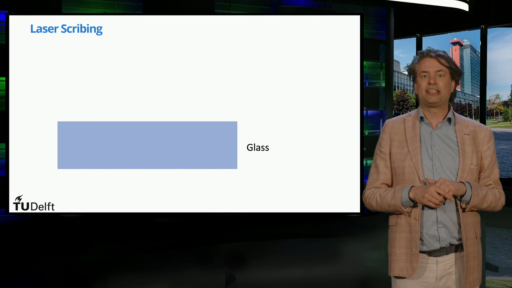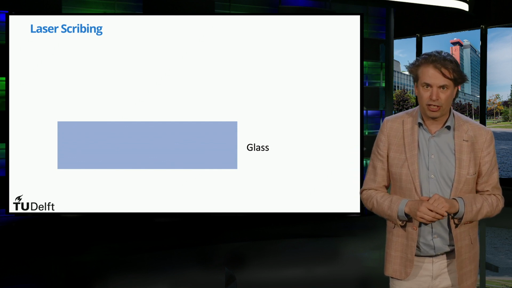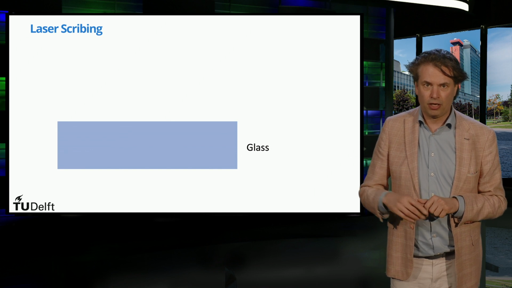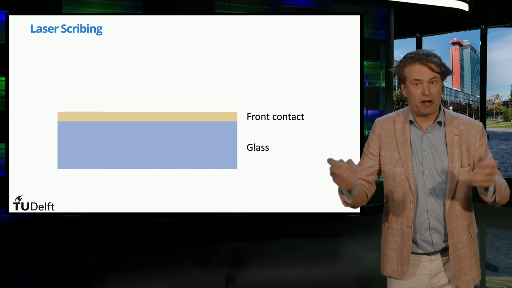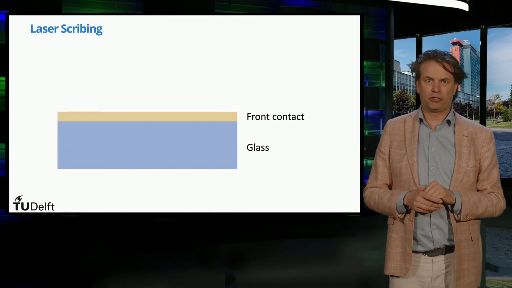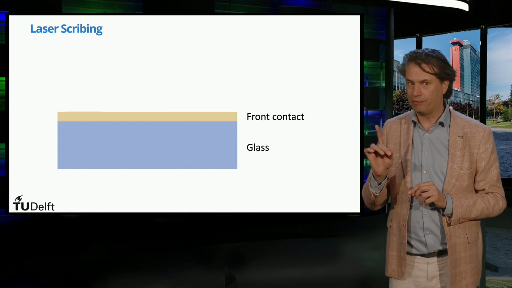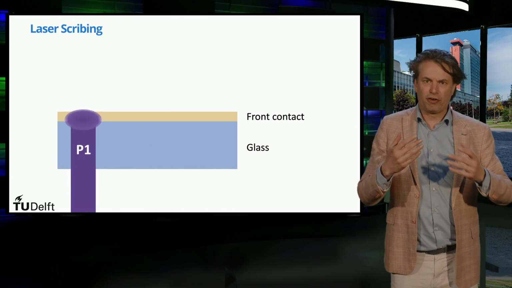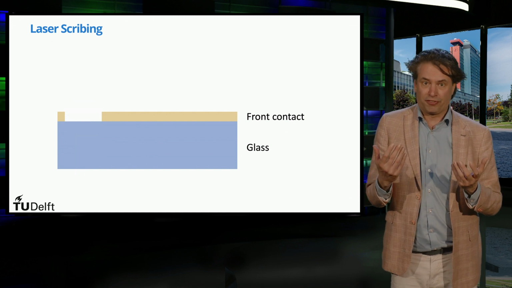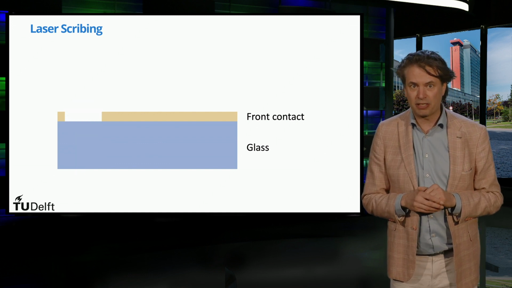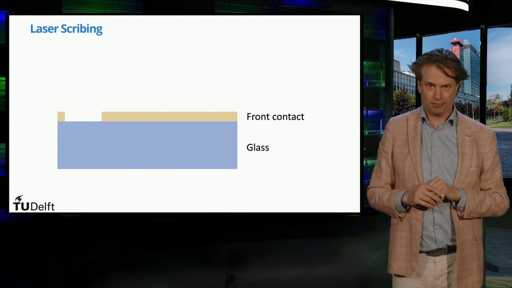To illustrate these laser scribing steps, we will look at this thin film cell deposited in a superstrate configuration. On top of a glass superstrate, the transparent front electrode is deposited. Then the first laser scribe is performed, called P1. The wavelength of the laser is such that it is transmitted through the glass and absorbed by the front contact. The P1 laser scribing step evaporates the material and leaves a gap in the front contact.